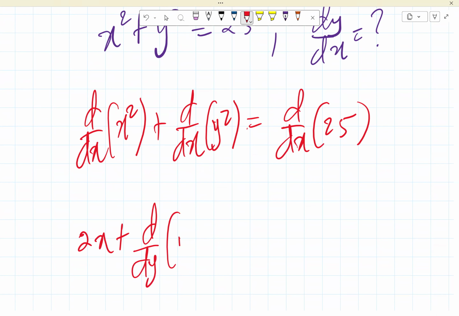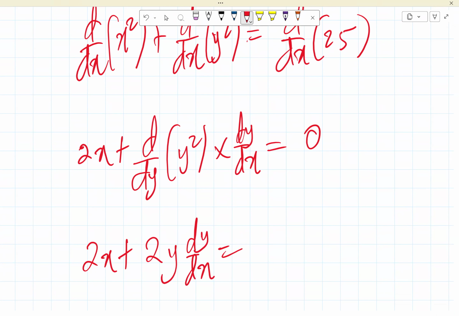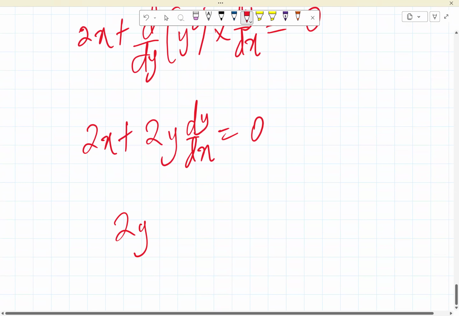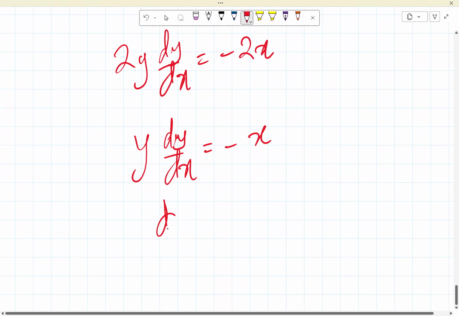d dy of y squared. But because that's not what you are looking for originally, you have to balance it up with dy dx so that this cancels out. So you still have your d dx, but then you'd have achieved your purpose in both cases. And d dx of 25 is already 0. So in this case, you have 2x. And d dy of y squared is now 2y dy dx. That way you balance things up. So you can then have 2y dy dx equals minus 2x. If you divide through by 2, you have y dy dx equals minus x. So that dy dx now is equal to minus x over y.